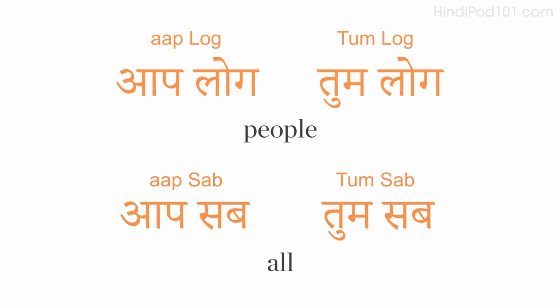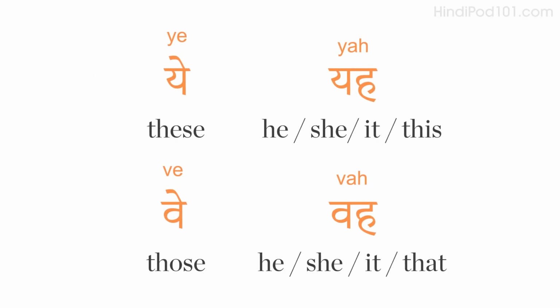Good. So we learned 2 more words here, for people and all. Yes, log means people and sab means all. Let's check the third person singular now. For he, she, it, this, we use ye. And for he, she, it, that, we use veh. The plural will be ye for these and veh for those. So, how about we try and make some sentences now?